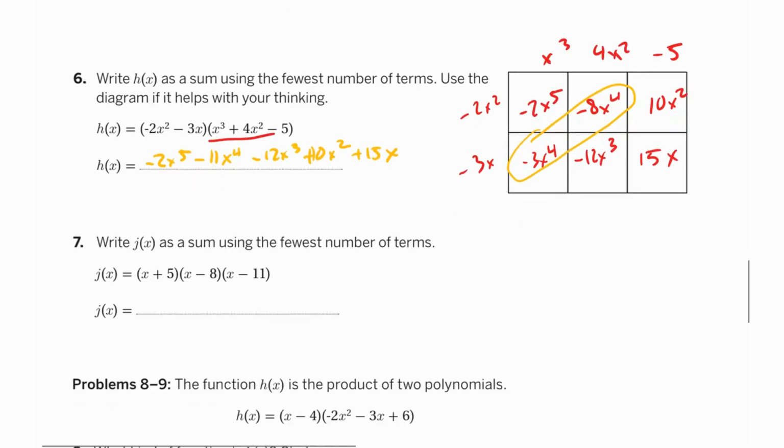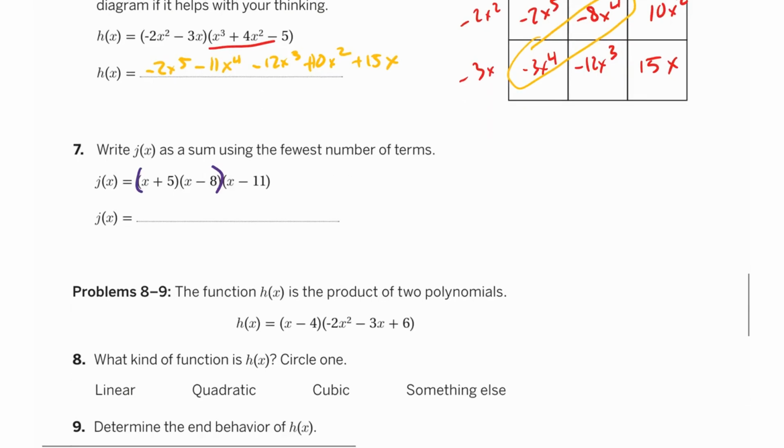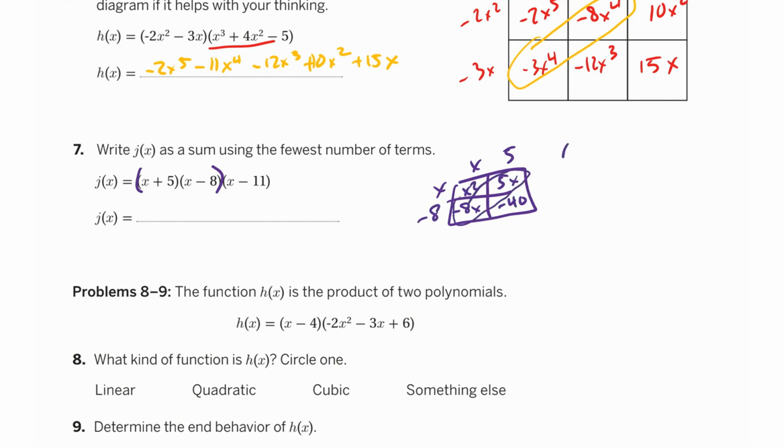Number 7, write j of x as a sum using the fewest number of terms. They don't give us a box on this one. I'm going to create my own because I'm going to go ahead and multiply these two together first, and then whatever I get, I'm going to multiply that by x minus 11. So x plus 5 and x minus 8 becomes, when I add these together, x squared minus 3x minus 40. And then I still have this minus 11 in the equation.